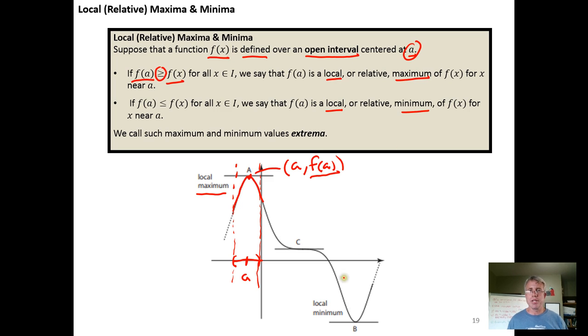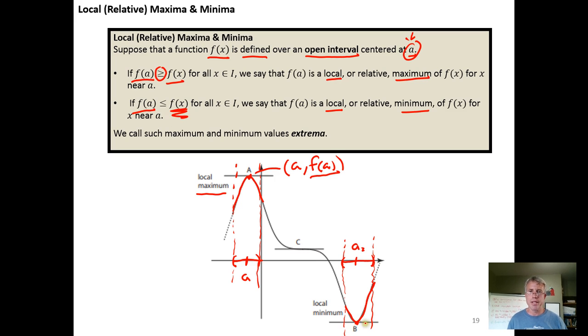The local minimum we define in much the same way. We say, hey, can I find an input value a? Let's do a sub 2 to distinguish it from the value a that we have right here. And if I can center an open interval at a sub 2, and if I look at the function just over that open interval, so I focus in on the part of the function that lives over that interval and I ignore the rest of the function, if f of a is less than or equal to every other function output on that interval, in other words, if it's the lowest point on that interval, then we have a local minimum.